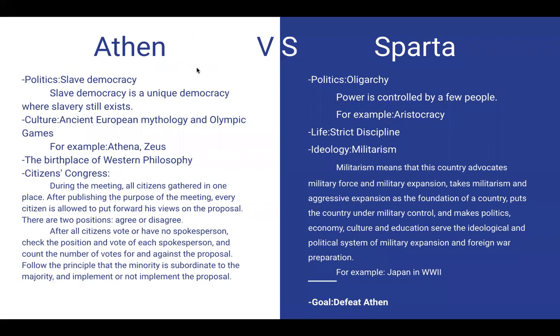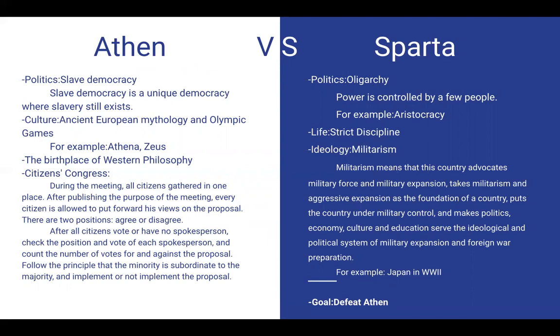So now, how we compare Athens and Sparta. First, we're going to look at Sparta. Its politics is oligarchy, which means that the power is controlled by a few people. For example, it's controlled by the royals or aristocracy. Its life is strict and disciplined, which means people are really pressed hard with strict rules or laws.